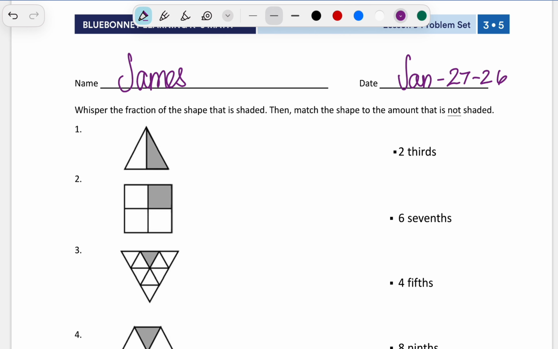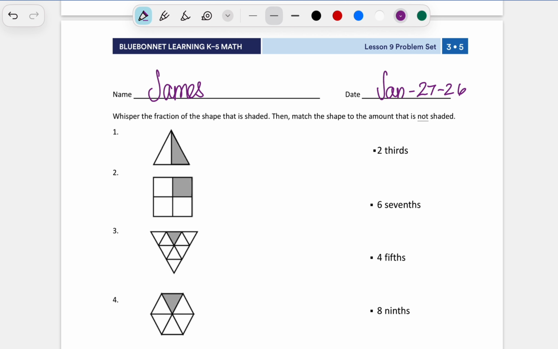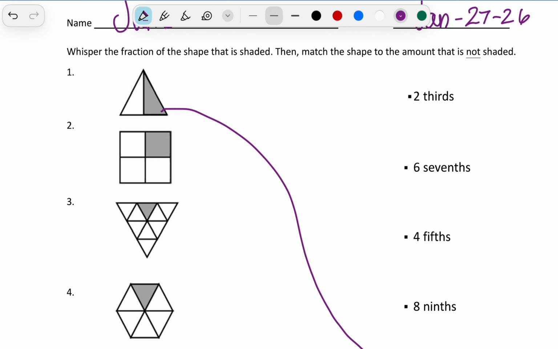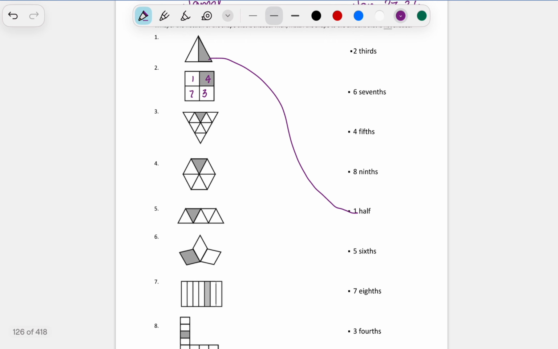So I'm going to go ahead and write number one. Number one is 1/2, but what's the number of parts that are not shaded? 1/2. So I'm going to match this one up to this one. Okay, number 2 is 1/4. But how many are not shaded? 1, 2, 3 out of 4 are not shaded. So in this case, that's going to make 3/4.